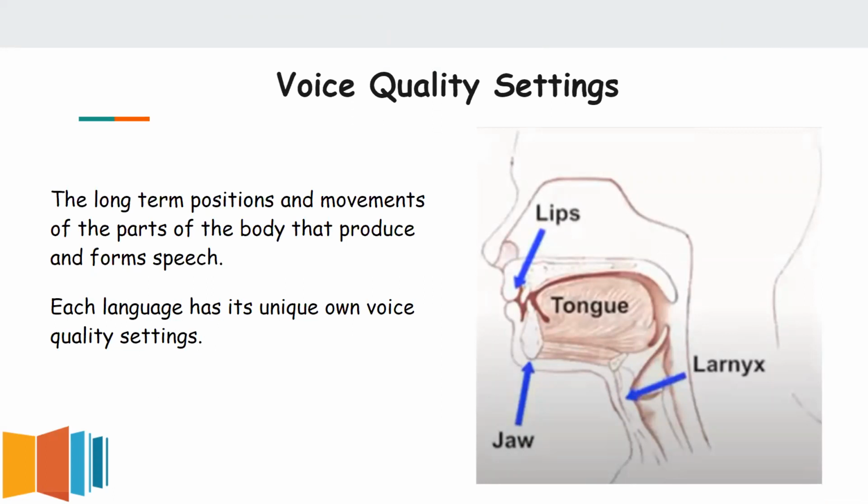Voice quality settings refer to the long-term positions and movements of the parts of the body that produce and form speech. So when we talk about voice quality settings, we need to think about our lips, tongue, the jaw, and also the larynx, okay? Each language has its unique and specific voice quality settings. And this is why it is difficult for some people, based on their native language, to make those sounds in English because of the voice quality settings.